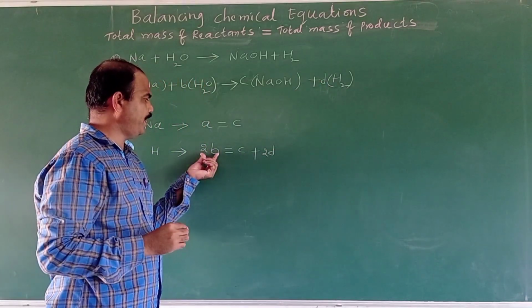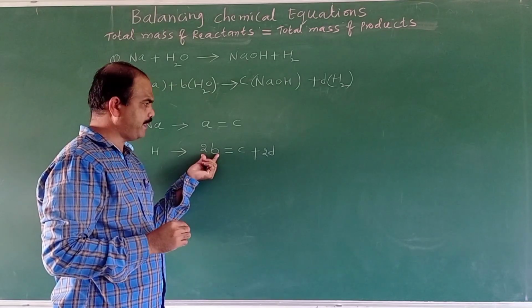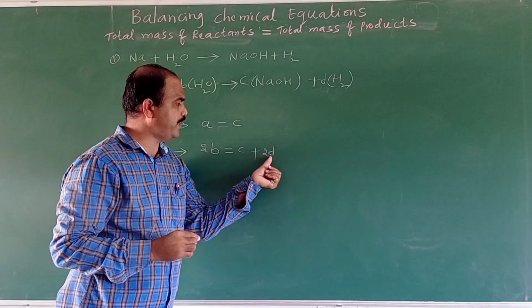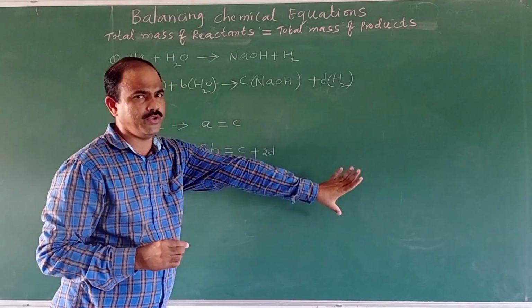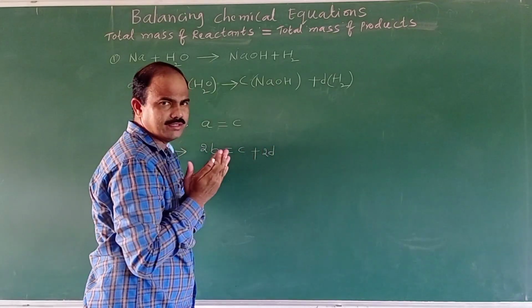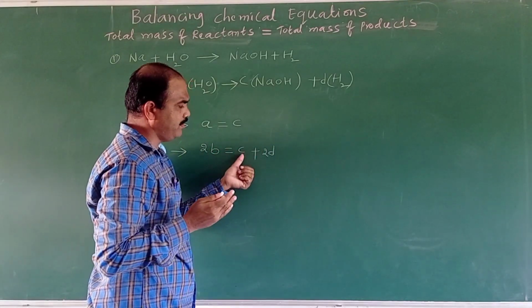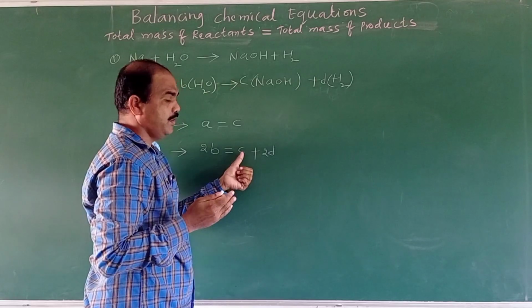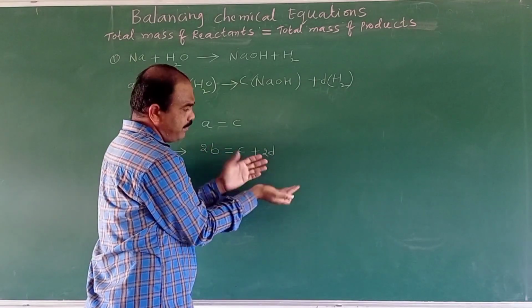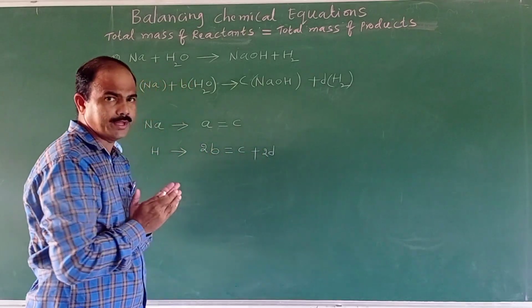2B hydrogen atoms participate on the reactant side and C plus 2D hydrogen atoms are produced. But these must be equal, so 2B equals C plus 2D. When you solve this equation, you get the C value and the D value. When you substitute, that must be equal to 2B.